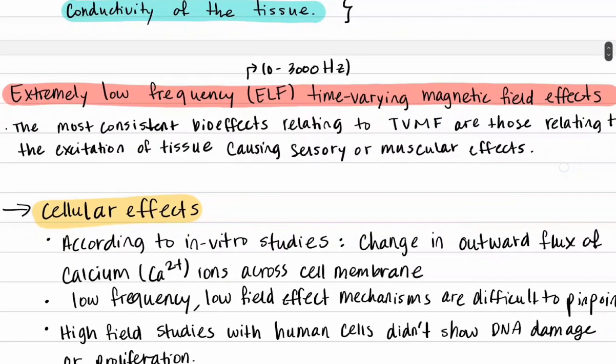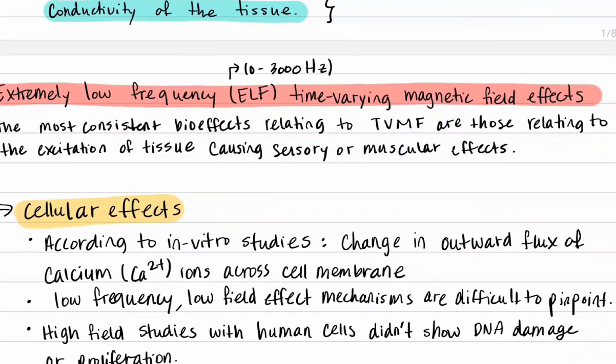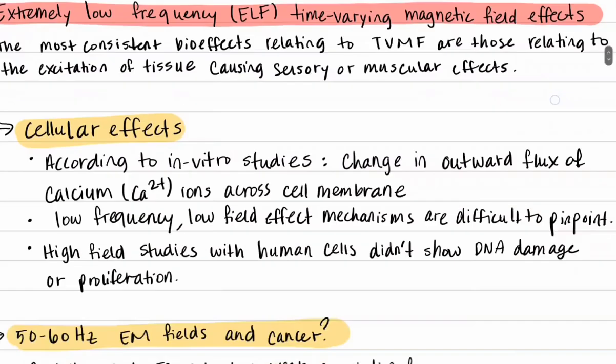Ultimately, when we consider extremely low frequency, or ELF, time-varying magnetic fields, which are on the order of 10 to 3,000 hertz, we are most significantly concerned about the excitation of tissue, which may cause sensory or muscular effects in the body.